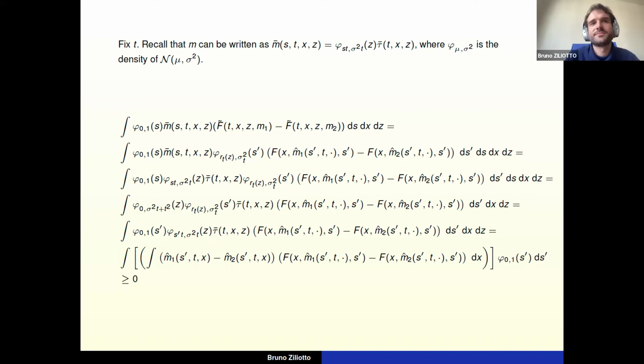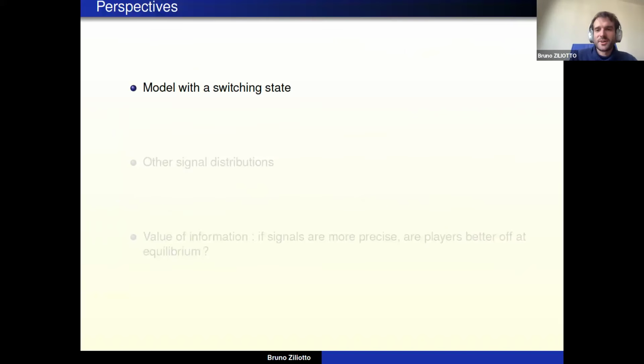Okay, I'm on time. So, a few perspectives. As I said, this is basically a first model, and I believe there are many ways to generalize it in many directions. As was actually mentioned by Mathieu, you can try to generalize this assumption that the state is fixed. You can imagine that it can switch, and maybe the switching depends somehow on how players play.